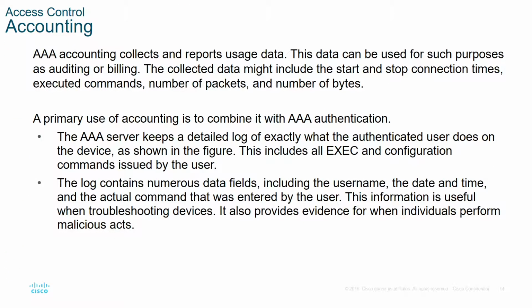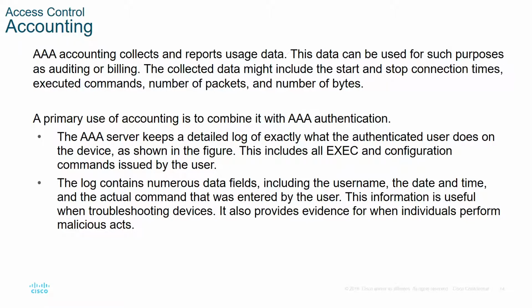Accounting. AAA accounting collects and reports usage data. This data can be used for such purposes as auditing or billing. The collected data might include the start and stop connection times, executed commands, number of packets, and number of bytes. A primary use of accounting is to combine it with AAA authentication.